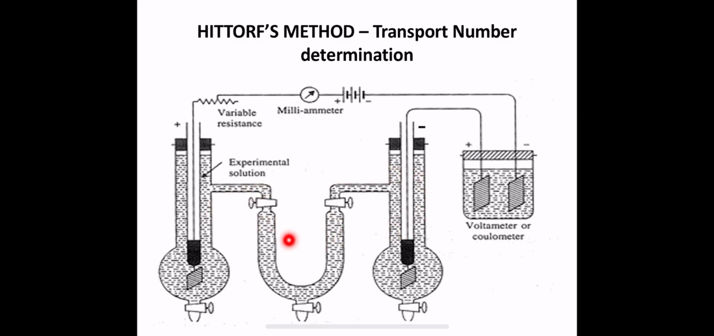The electricity is passed for 2 to 3 hours, and at the end of the experiment the stopcocks at the top of the U tube are closed. So we have to close the stopcock here, and the whole of the anodic solution is drained into a weighed beaker. We have to determine how much Ag plus is there. Ag plus will get attracted towards the anode, so how much of the silver ions has been deposited has to be calculated.